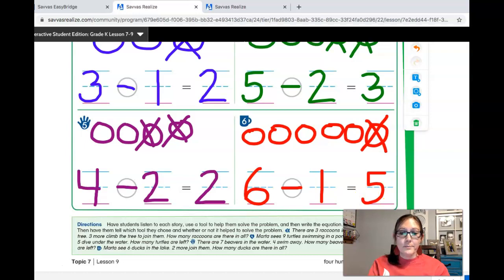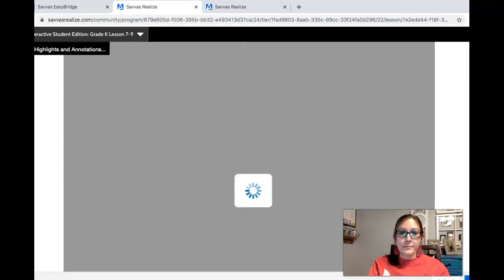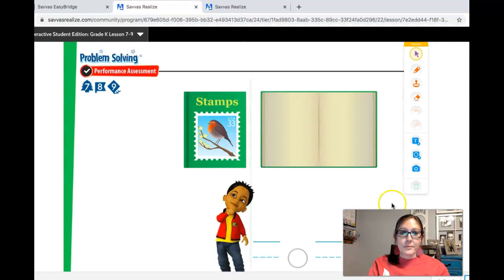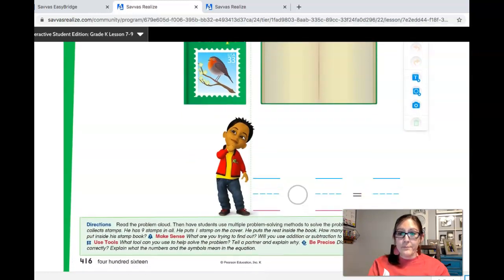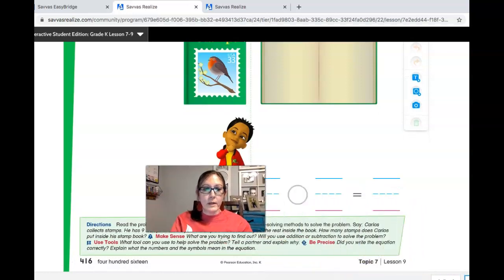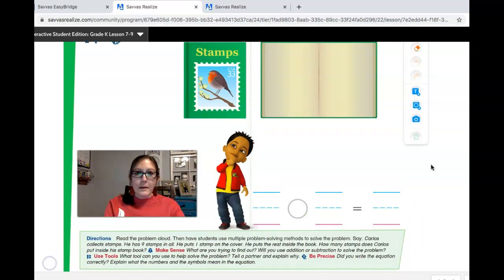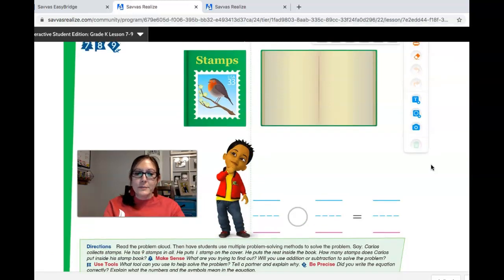Let's turn your page. All right, we're going to take a look at this page together as well. Let me move right over here. Listen to this math story and see what we can do to solve it. We'll work together on this one.